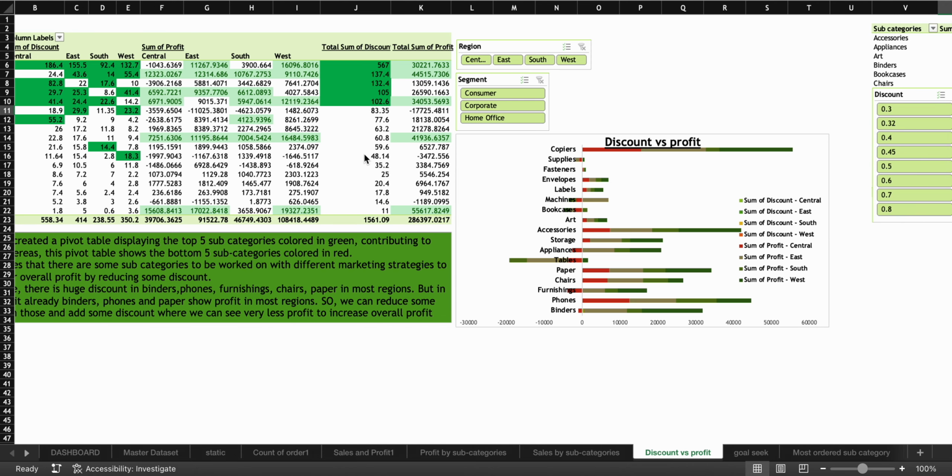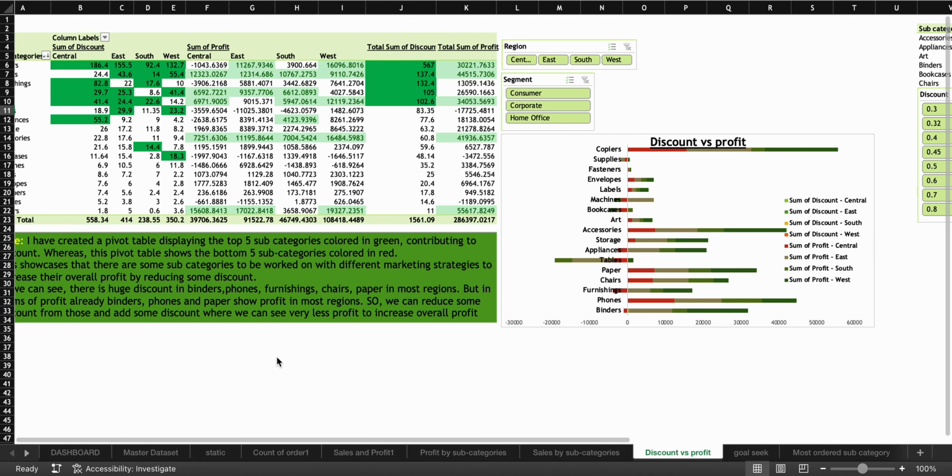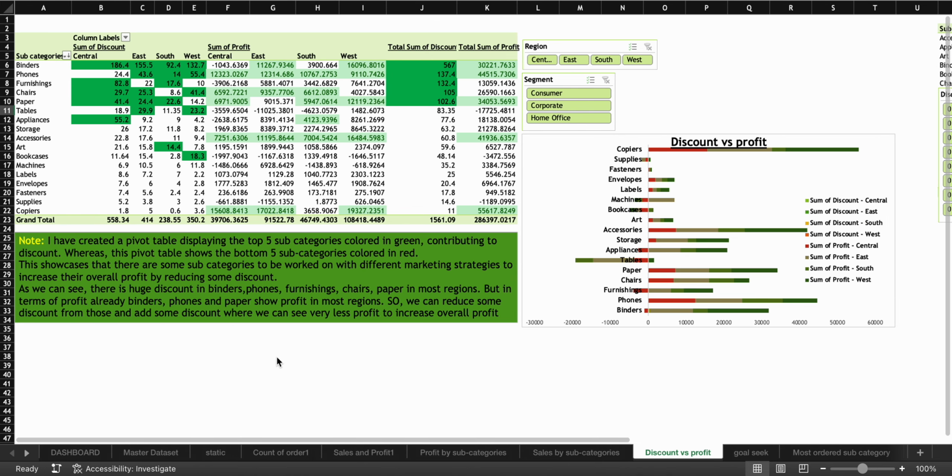So there are some products that have not even been given a discount, but yet are giving good profit. So what they can do is reduce a bit of profit from here and apply it on the other products that are not giving a good amount of profit, and distribute the discount. So our main motto is to reduce the discount and to increase the profit here. So this is basically what I've given.